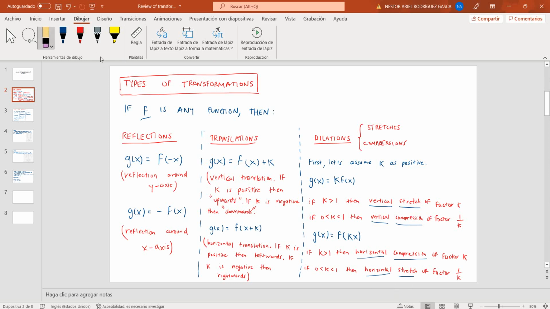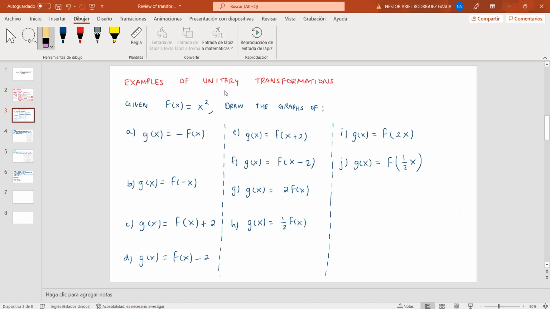Okay, now let's talk about these ideas, and let's see what they mean by means of examples. So let's jump right into the third slide. It says examples of unitary transformations. Why am I writing this word unitary? What I'm trying to signify with this word, guys, is that these are transformations that are basically just one transformation, just one.